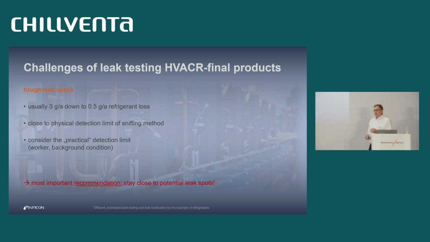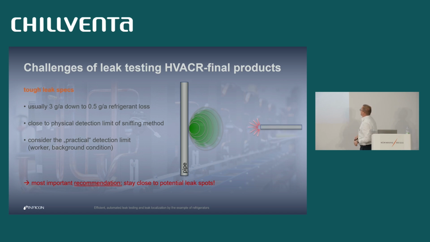So the most important recommendation to find these small leaks is to stay as close as possible with the sniffer line to your potential leak spots. If you have a pipe, a leak will form kind of a cloud, and the smaller the leak, of course, the smaller the cloud. And if your distance to the sniffer line is too big, then you will not catch the leak. So, distance matters a lot.